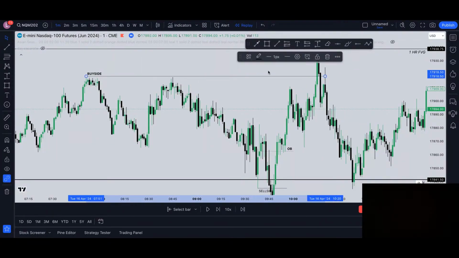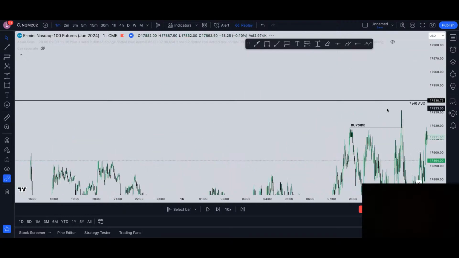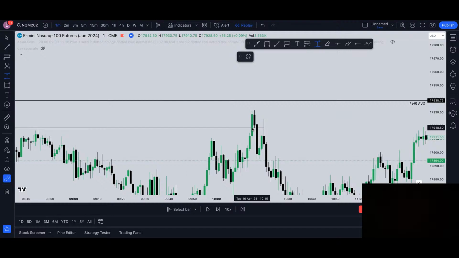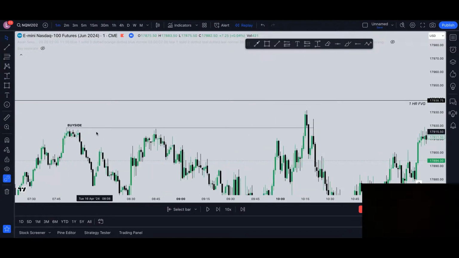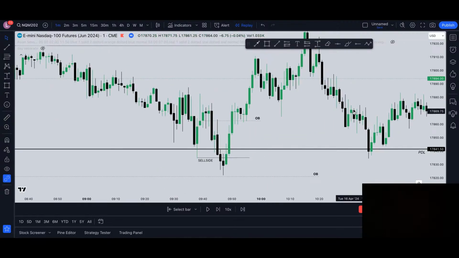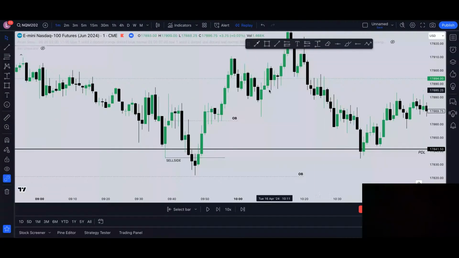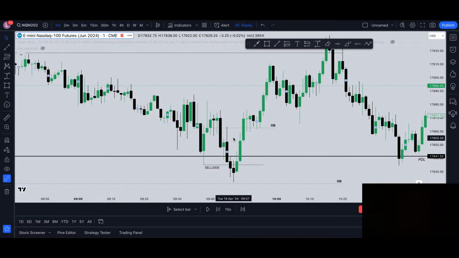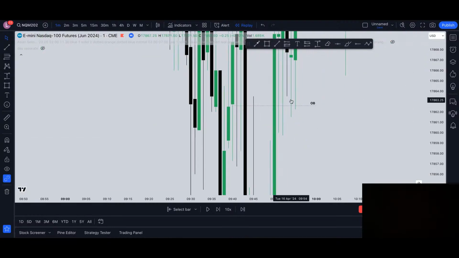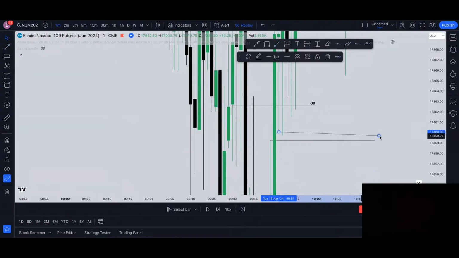Overall, I wanted price to see a quick displacement above over here, but after taking this buy side, price just rejected and came back down. That's why partials are really important, guys. We can see a fair value gap over here.